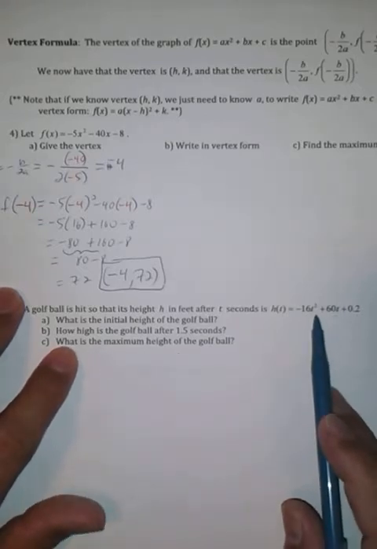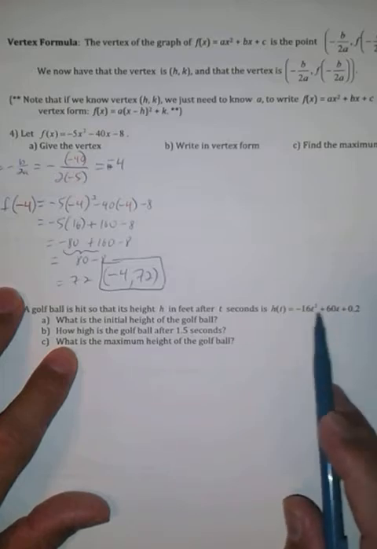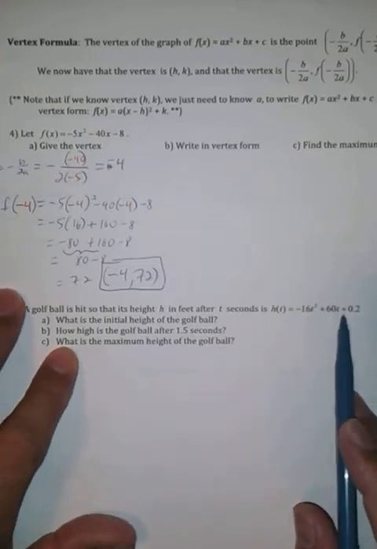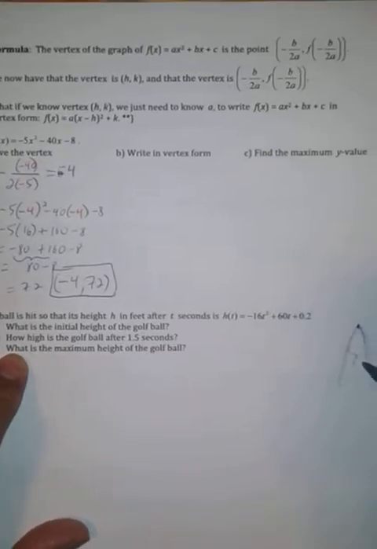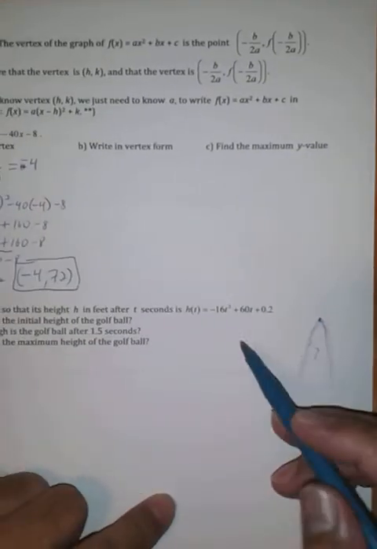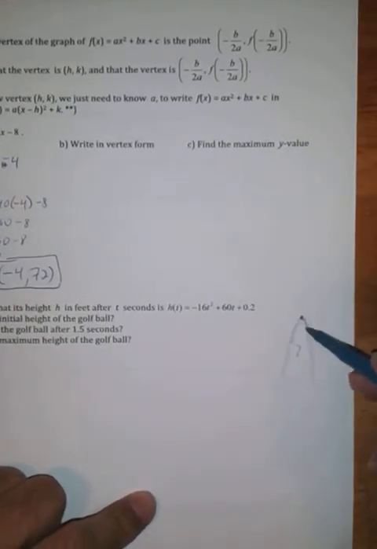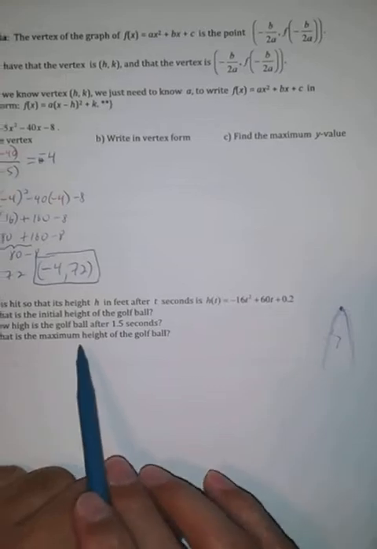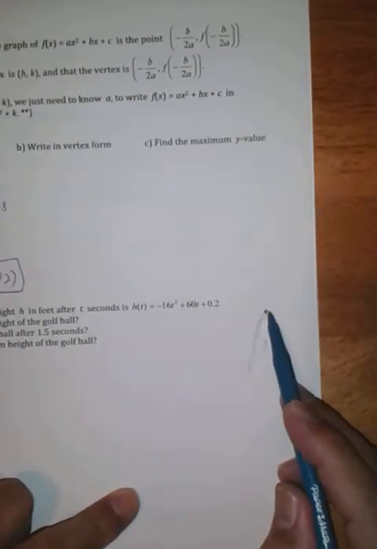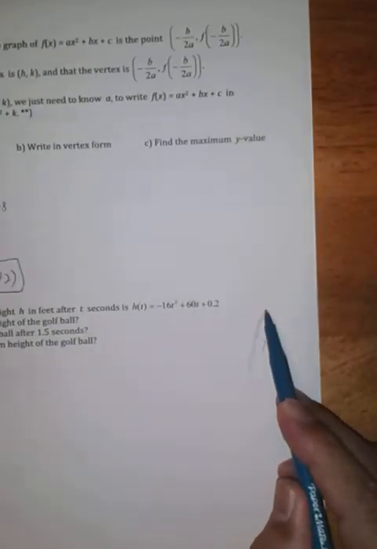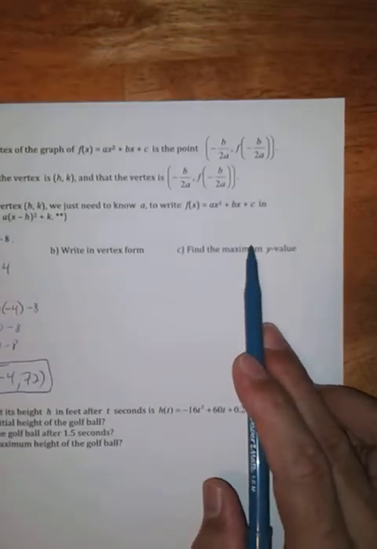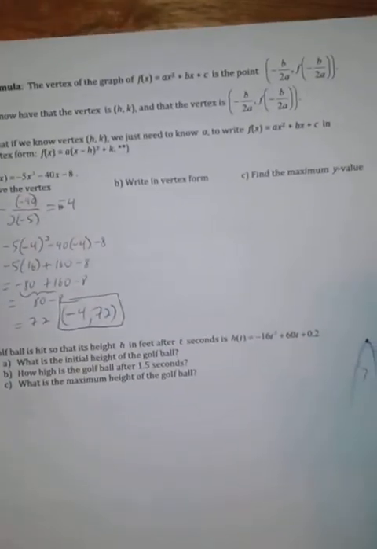So h of t equals that is a parabola if you were to graph it. It's upside down because of the negative. And so it has a high point, right? Notice this is like the trajectory of the ball, kind of. And when they're asking you what is the maximum height, they're asking you about the vertex. Really the same question as that one. Okay, let us proceed. So we'll leave the rest of that for class.